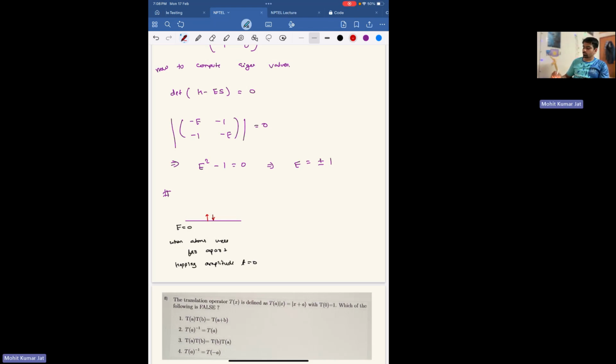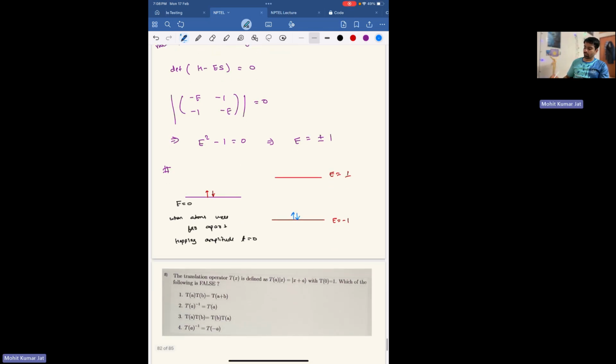Now for this system, what will happen? It will go on seeing two different states, one with energy plus 1, which we call the anti-bonding state, and this is the bonding state, which is equal to minus 1. Since there are two electrons which can sit here, it's like this and like this, so the total energy 2E is equal to minus 2.